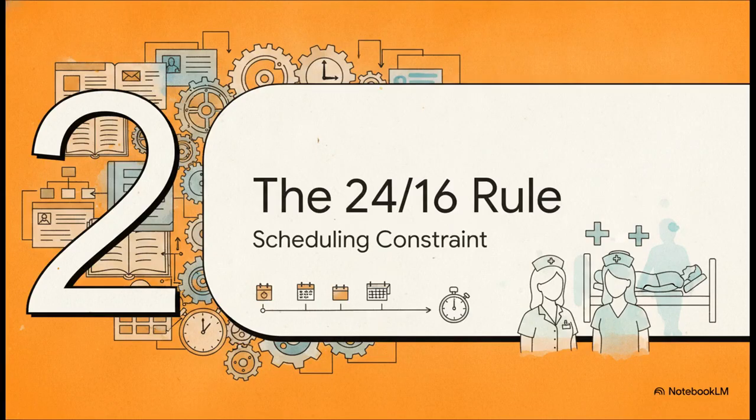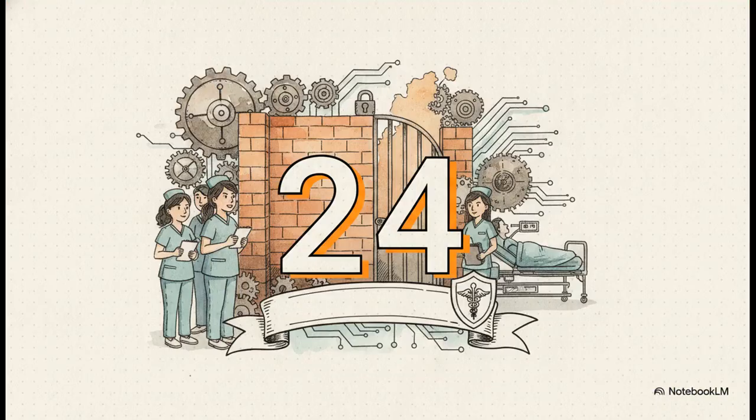Moving right along to Section 2, the 24-16 rule. This is literally the most critical scheduling constraint you are going to face. Let's talk about the number 24. Here is the absolute golden rule.